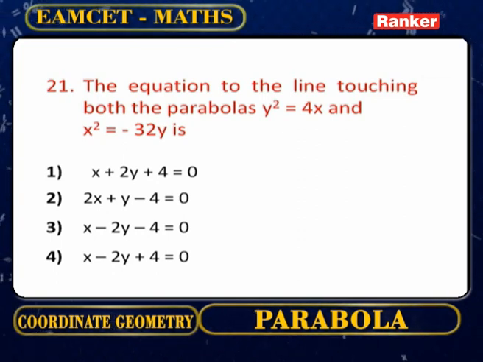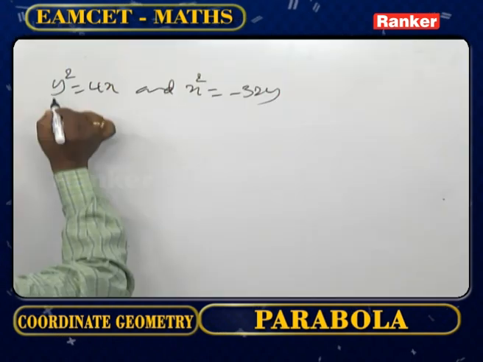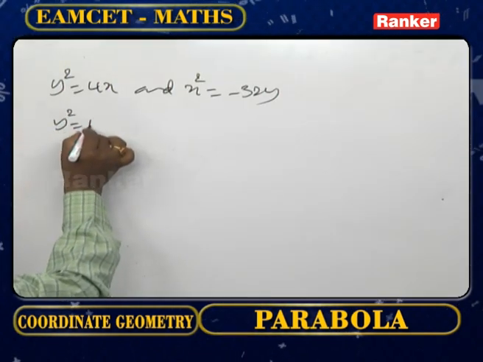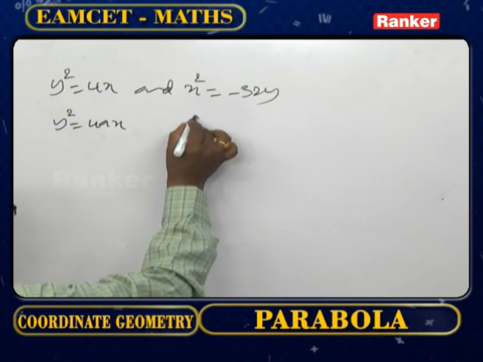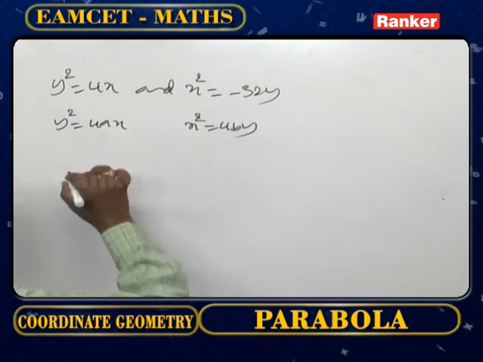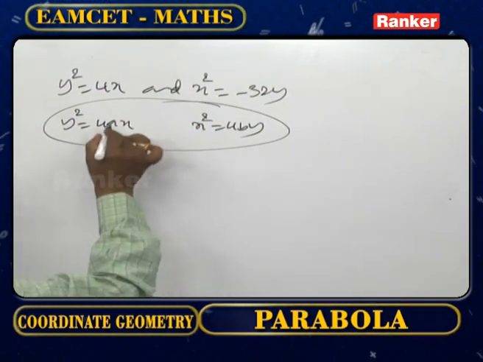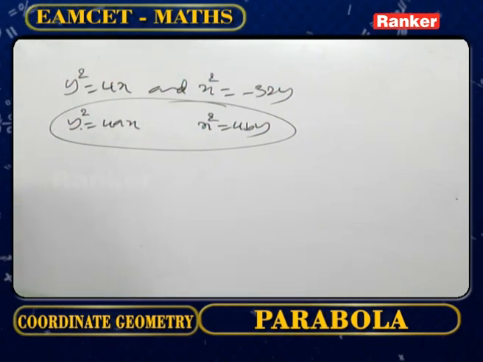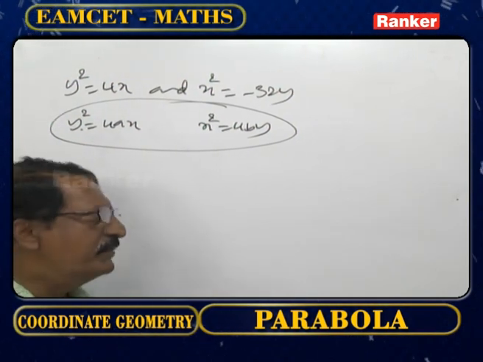The equation of the line touching the parabolas y square equals 4x and x square equals minus 32y. Suppose the parabola equations are y square equals 4ax and x square equals 4by. We require the equation of the common tangent to the parabolas y square equals 4ax and x square equals 4by.